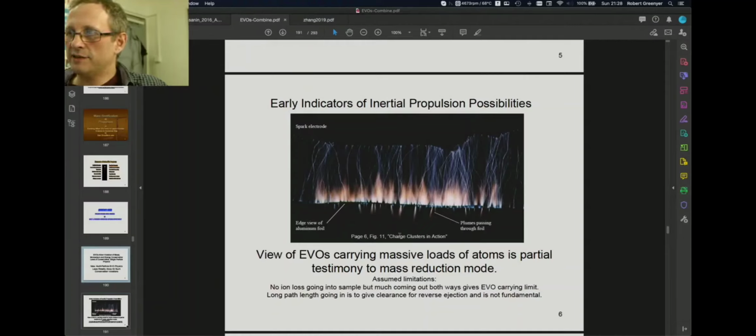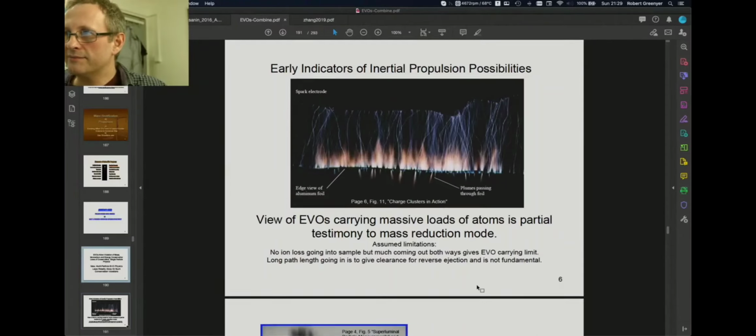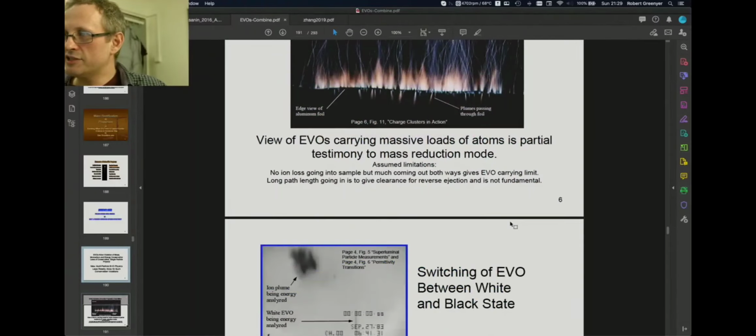And so this is from Charge Clusters in Action, and I've already explained this in the previous video. View of EVOs carrying massive loads of atoms is partial testimony to mass reduction mode. The assumed limitations are no ion loss going into sample, but much coming out both ways gives EVO carrying limit. Long path length going in is to give clearance for reverse ejection and is not fundamental. So yeah, he's saying that you don't need to have a path this long, but he's got it this long so that there's a significant clearance between the reverse injection.